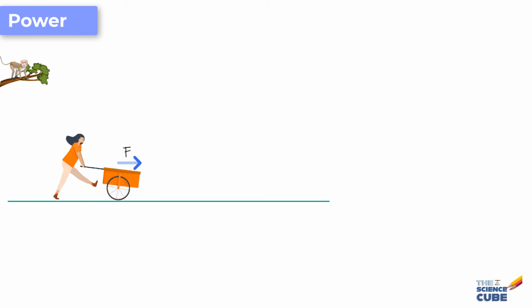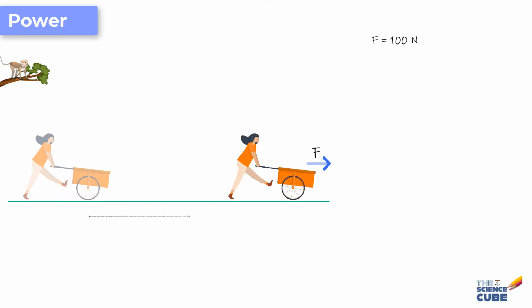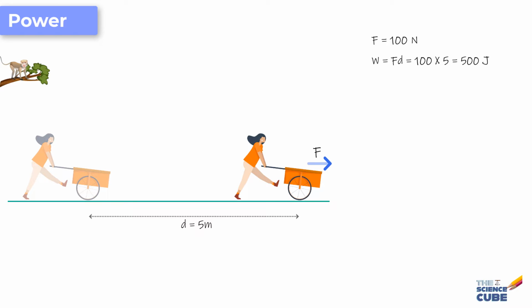Garden cart using a force of 100 newtons and the cart moves about 5 meters. Then you can calculate the work done quite easily, simply by multiplying force with displacement. In this case the work done is 100 newtons into 5 meters, that equals 500 joules.